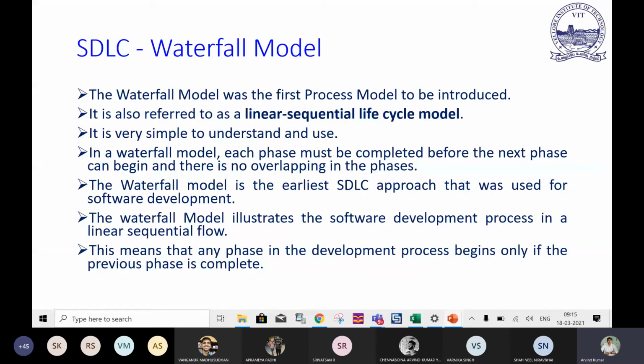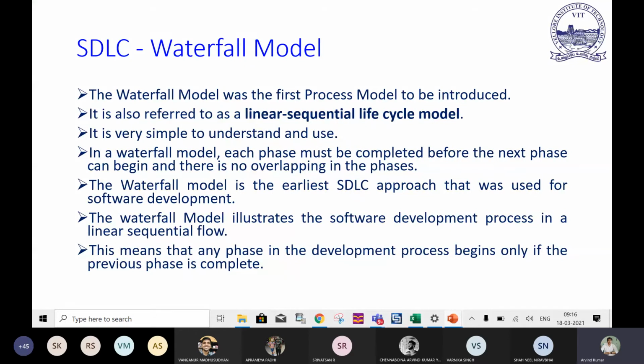In the waterfall model, each phase must be completed before the next phase can begin, and there is no overlapping of the phases. Phase overlapping is not possible, because you cannot go back and do the corrections. Corrections are possible, but you cannot include many features, or go towards the next module. You cannot start in many iterations, or take a lot of iterations, or start parallel processing.